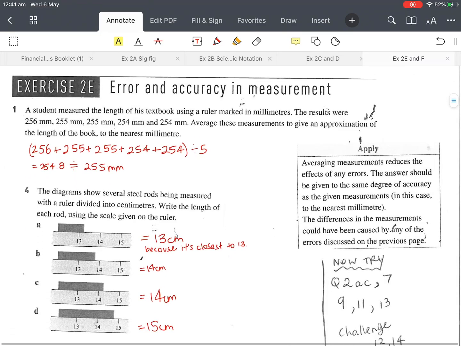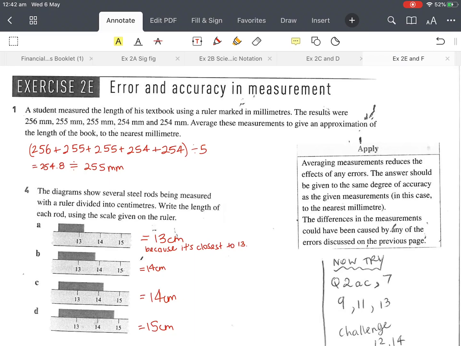Okay, here we go. So here's exercise 2E, error and accuracy in measurement. Question number 1 says, a student measured the length of his textbook using a ruler marked in millimetres. The results were 256, 255, 255, 254, 254. You have to average these measurements. Do we remember how to average? You add them up and divide by how many you have.